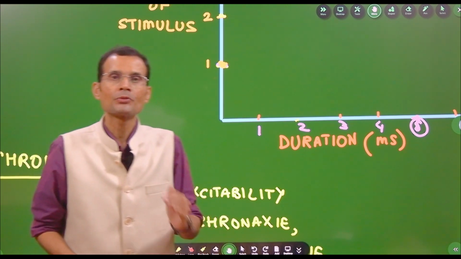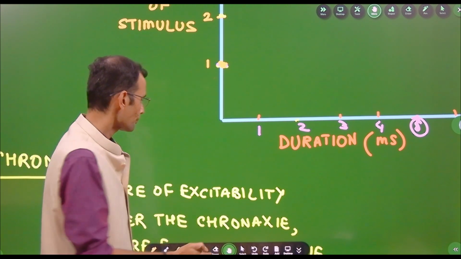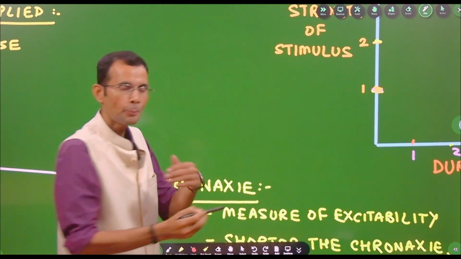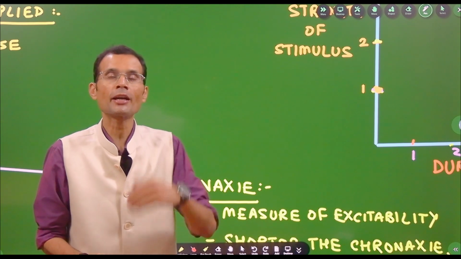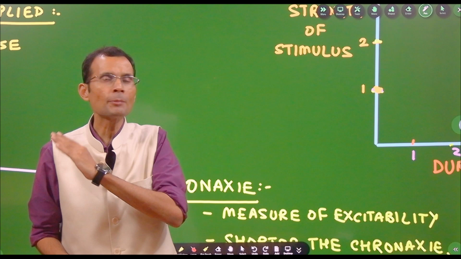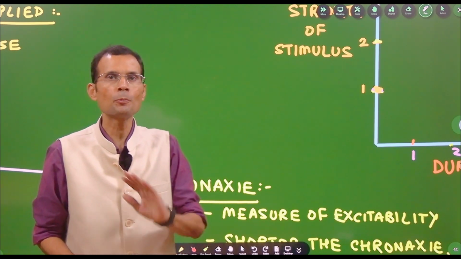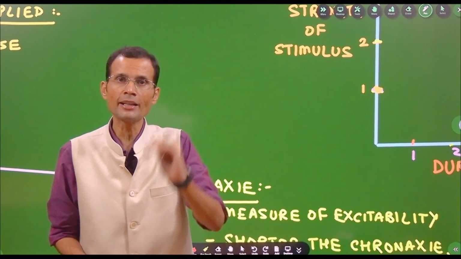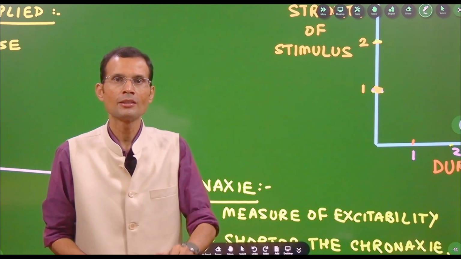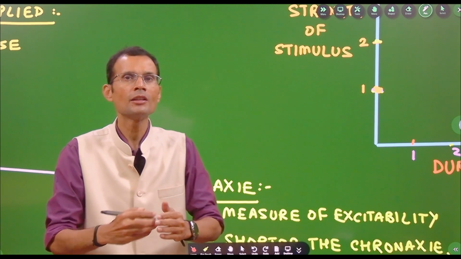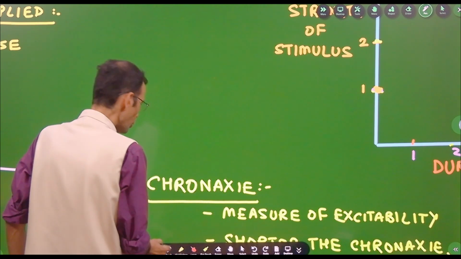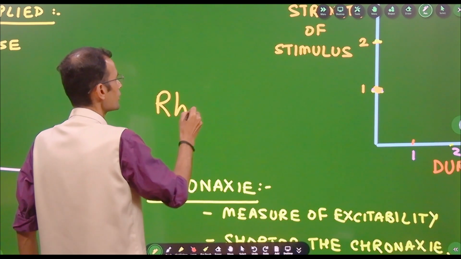understood very clearly, that rheobase means the minimum strength of the stimulus that can be applied to the tissue and the tissue shows excitation. And it can be passed, don't forget to add this, it can be passed for infinite duration, no problem. But if it is causing excitation, it's the minimum strength that can excite the tissue. And any stimulus below this strength will not excite the tissue at all. Alright, so that's rheobase, first definition.